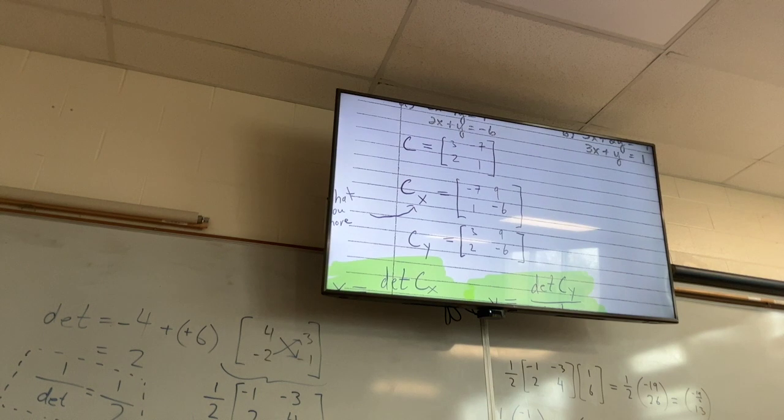Alright, so let's calculate some determinants. So det C will equal what? 3 times 1 minus 2 times -7. 3 plus 14? 17. Okay, so that's det C. That's an important number, so I'll draw a little dashed box around it.